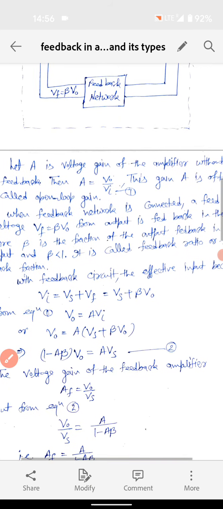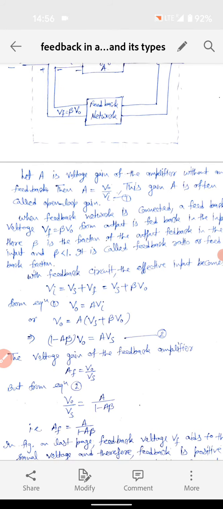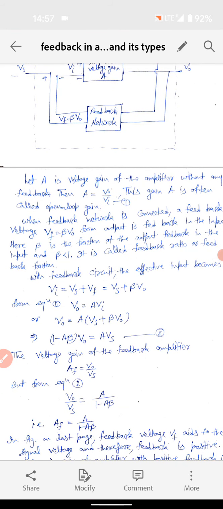Let A be the voltage gain of the amplifier without any feedback. In that case, what will the voltage gain be? It is simply V0 by Vi, output voltage by input voltage. This gain is often called the open loop gain, that means when there is no feedback. So at that time the voltage gain will be A is equal to V0 by Vi.